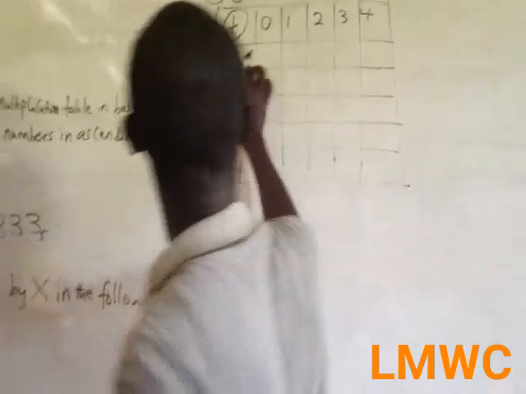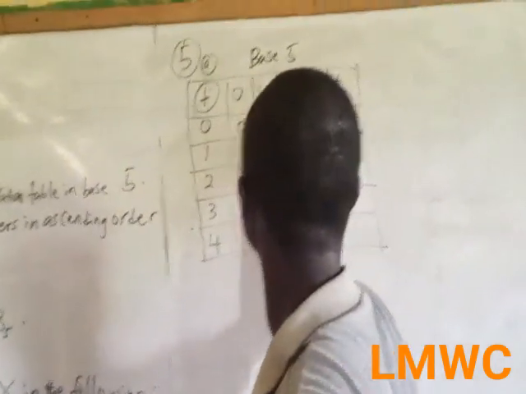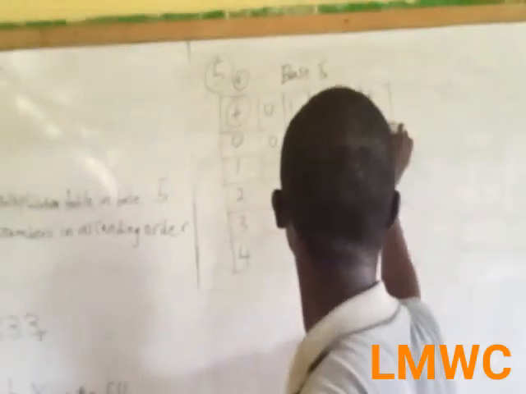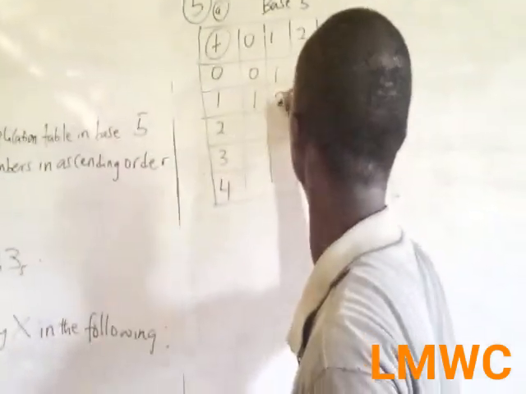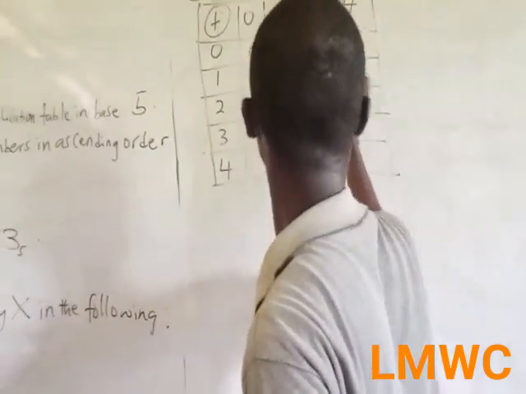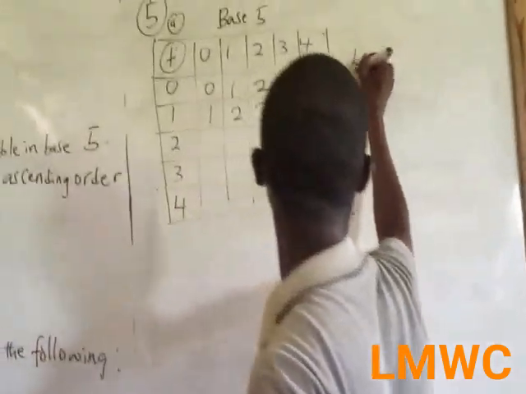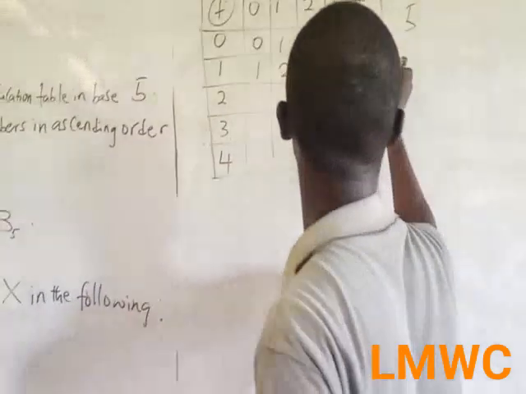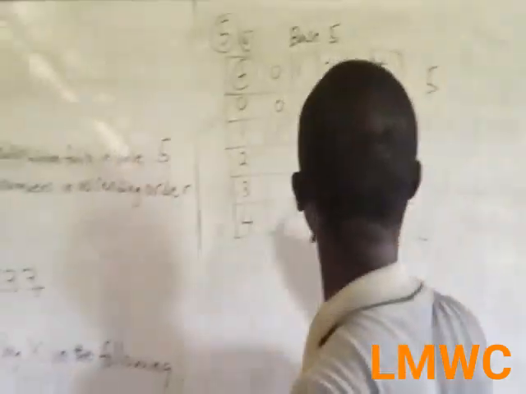So 0 plus 0 is 0. 0 plus any number is equal to the same number. 1 plus 0 is 1. 1 plus 1, 2. 1 plus 2, 3. 1 plus 3 is 4. 1 plus 4 is 5. So 5 goes into 5, 1 remainder 0. So we write 10.